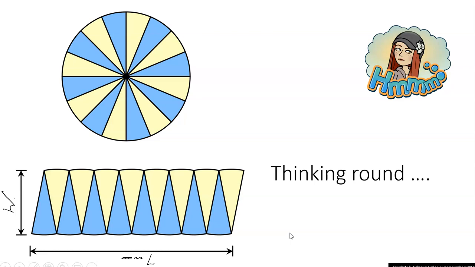Okay, so let's think about our circle. We know that this is our circumference around the outside of our circle. Now if we cut our circle into even segments and then align them like this, hang on, we've got a parallelogram here. And we know that to find the area of the parallelogram, we do length times width. But we're not going to do that every time we get a circle, are we? There must be another way.